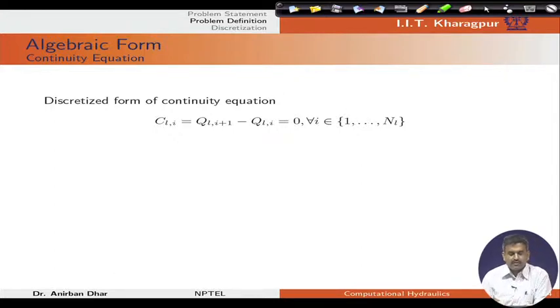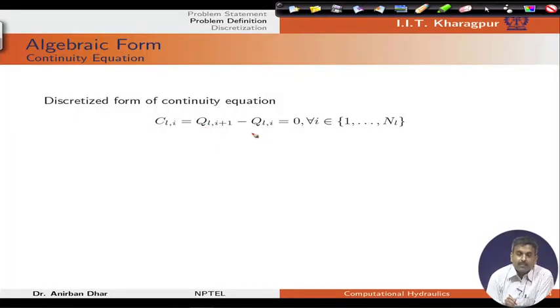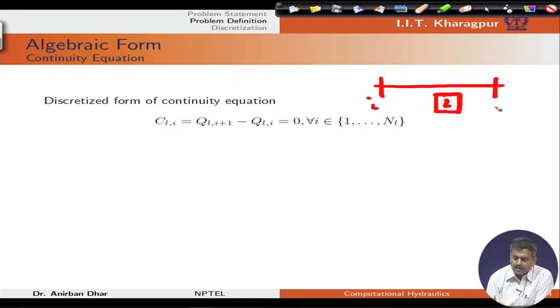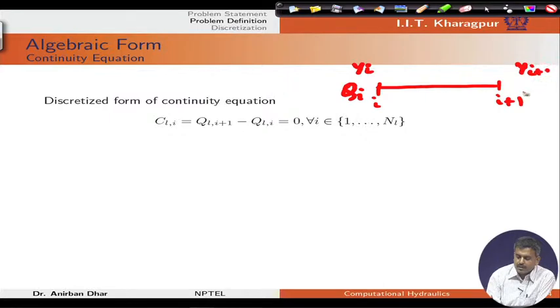Algebraic form of continuity equation, if we have this CLI, which is for lth reach and ith segment, will have QLI plus 1 minus QLI. That means for any reach, we will have I and I plus 1, these two are sections. So, this is the steady state continuity equation. Now, we have four unknowns for our problem, starting from I plus 1. So, we will have yi, qi, yi plus 1, and qi plus 1. Now, we need to differentiate the CLI with respect to these four variables.